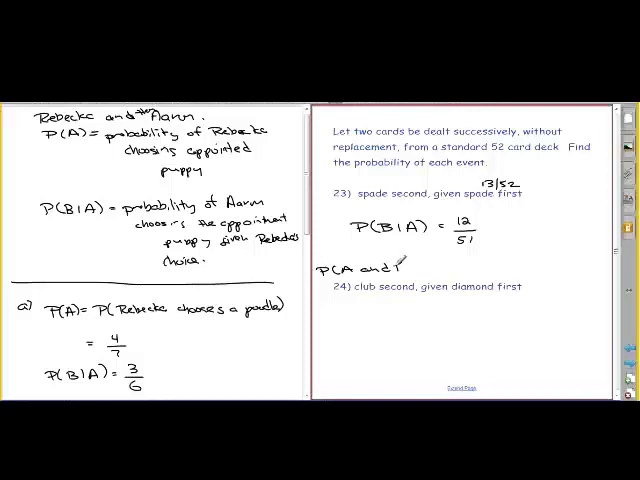If we wanted to know the probability of A and B happening, meaning getting two spades in a row, you would take 13 over 52, which is the probability of picking a spade the first time, multiplied by the probability of picking a spade the second time, given that you picked a spade the first time. And that's going to be a big number. I think you can simplify it.